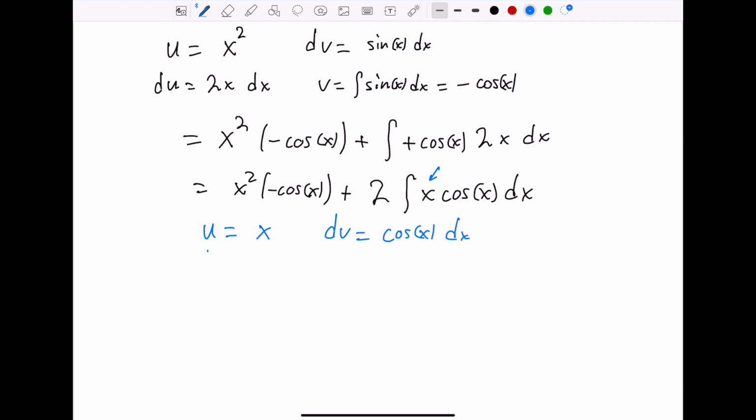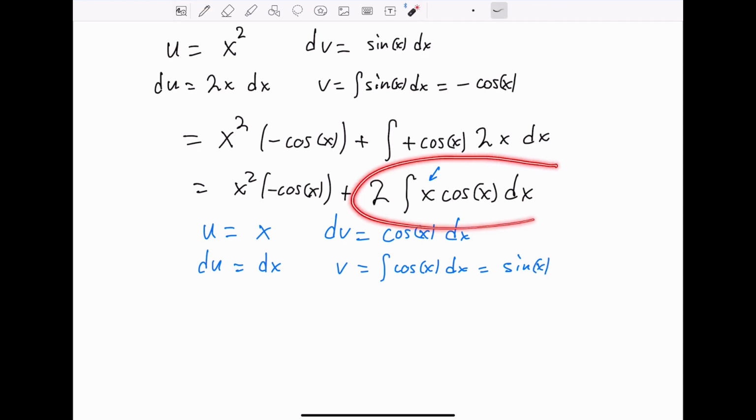Take the derivative of u, the derivative of x is 1, so du equals dx. We integrate dv. The integral of cosine is positive sine of x. And now we're ready to apply the integration by parts formula to this second integral.